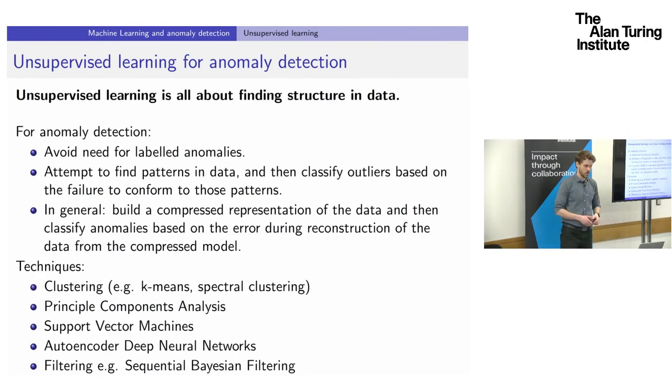Okay. There's also unsupervised learning. In this case, we're not trying to append labels onto the data. We're just looking at the data itself and trying to work out what it tells us. This is good in that it avoids the need for labeled anomalies, but it can have bizarre behavior of its own. So this can be difficult as well. Now, the overall idea is to find compressed representations of data, and then anything that doesn't fit the compressed model is counted as an anomaly.